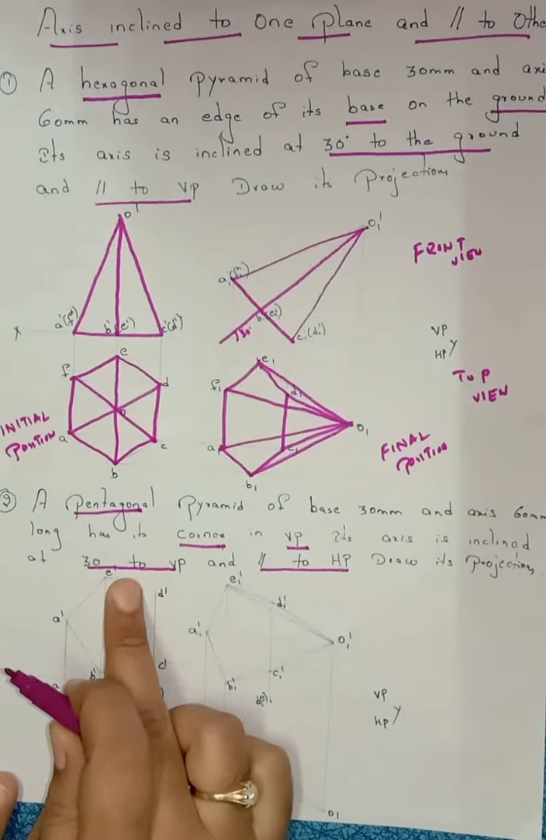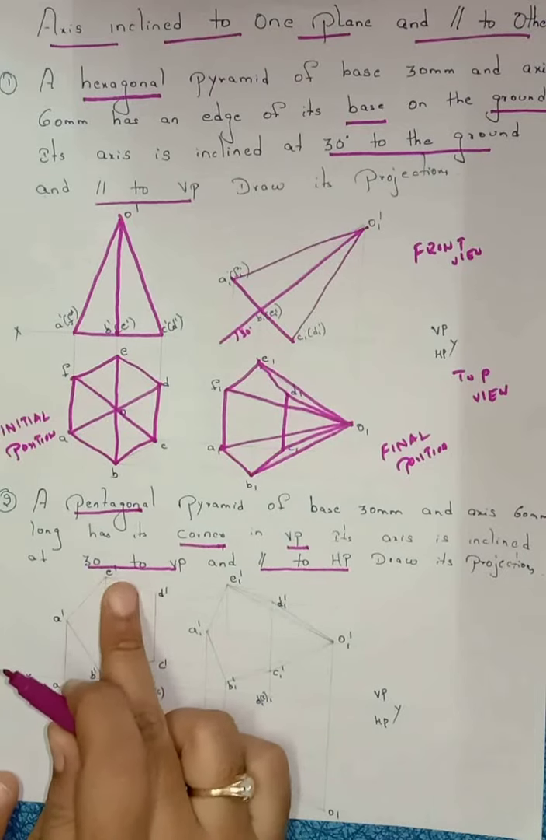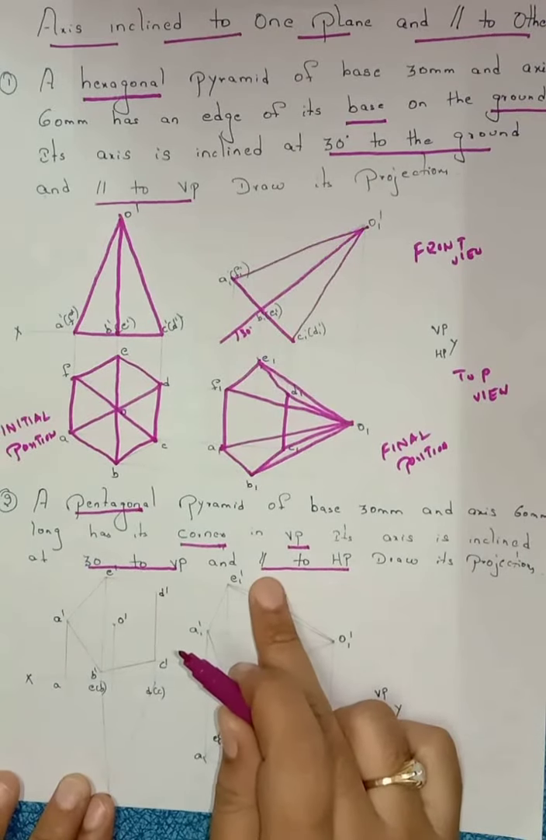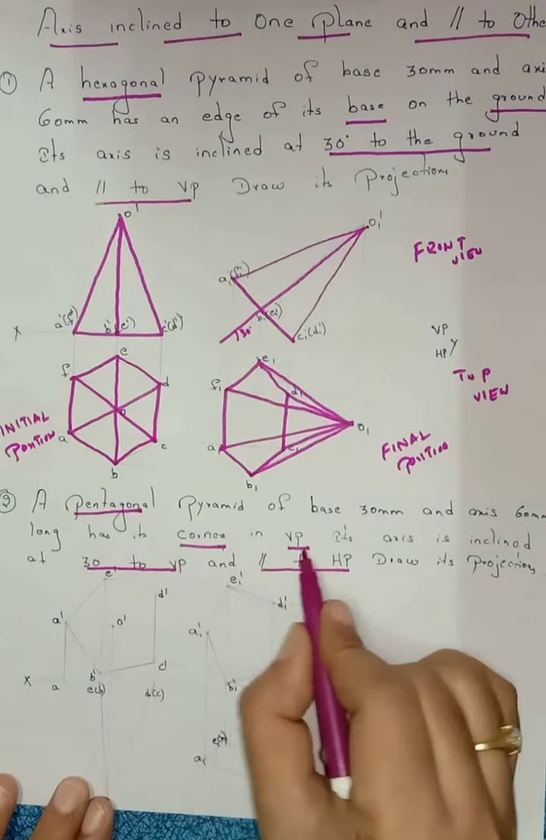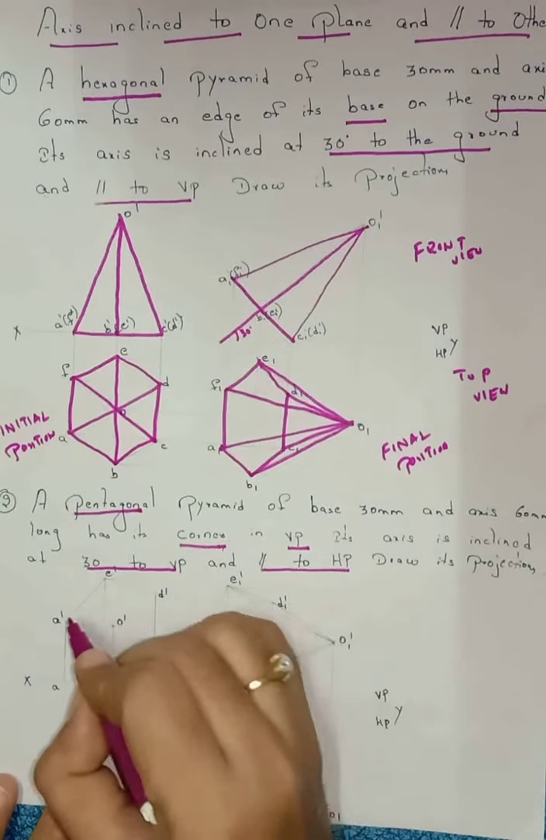If they mentioned only one angle, you have to draw two positions. Parallel is a condition, right? So you have to construct the pentagon on VP. The condition is corner.